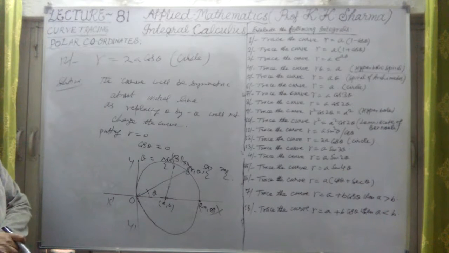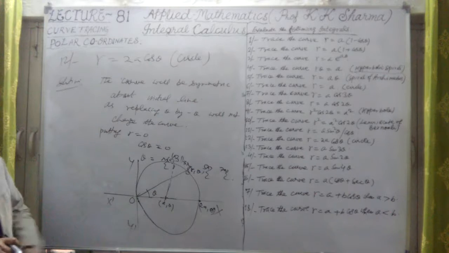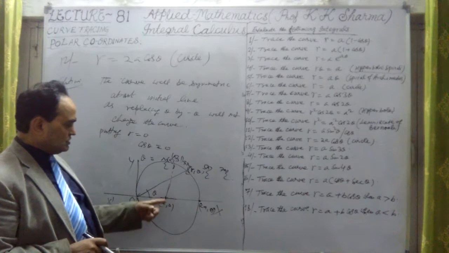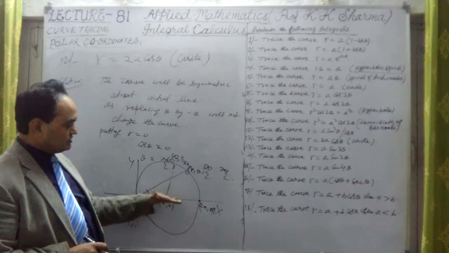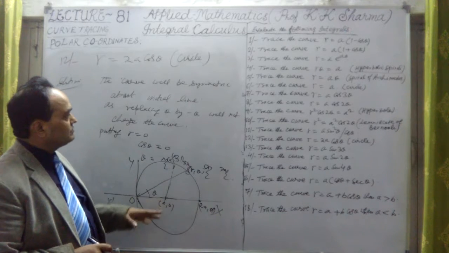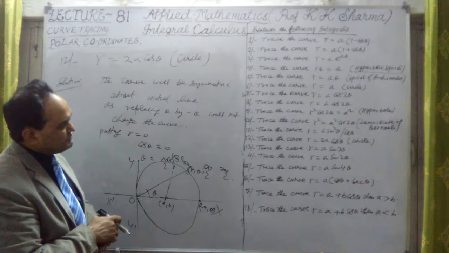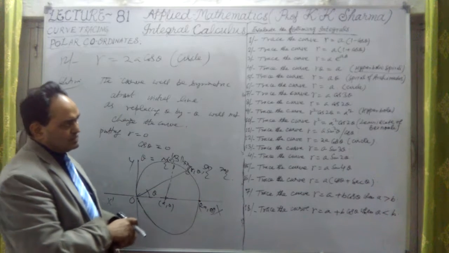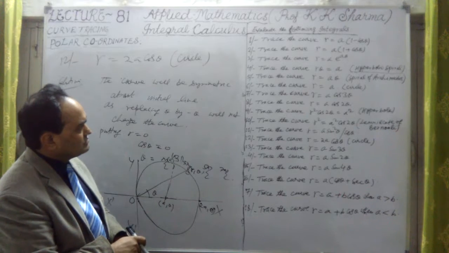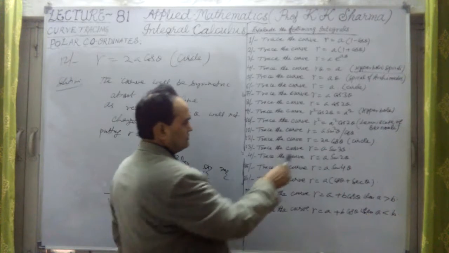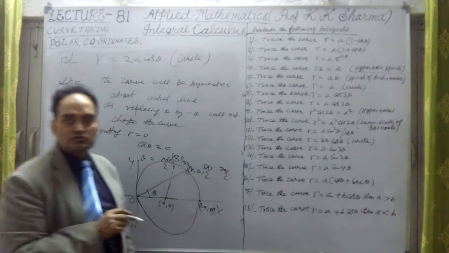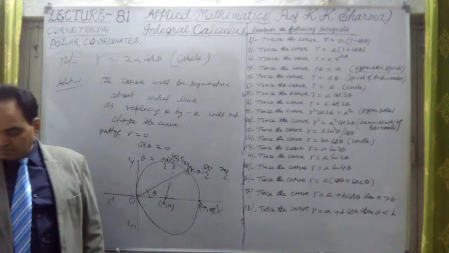So the curve passes through the origin and is symmetric to the initial line. Above and below the initial line, the curve will be the same. This is the equation of the circle, r equals twice a cos theta. Okay, so this is question number 12 done.